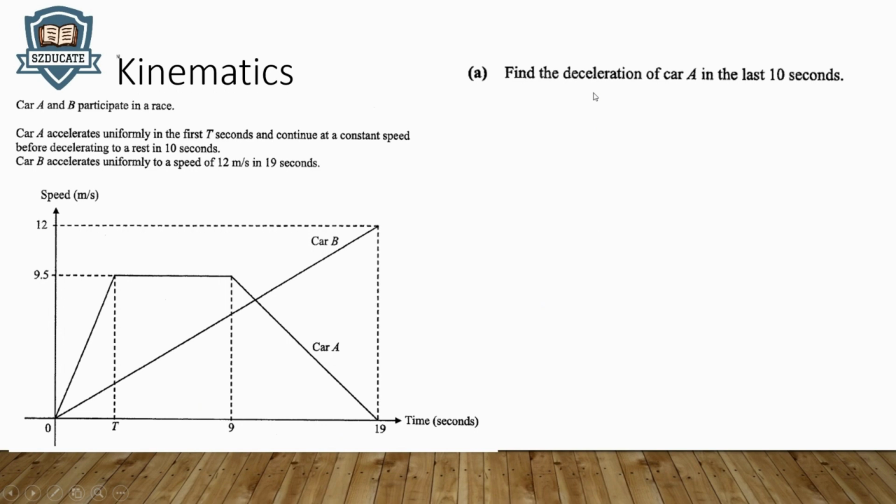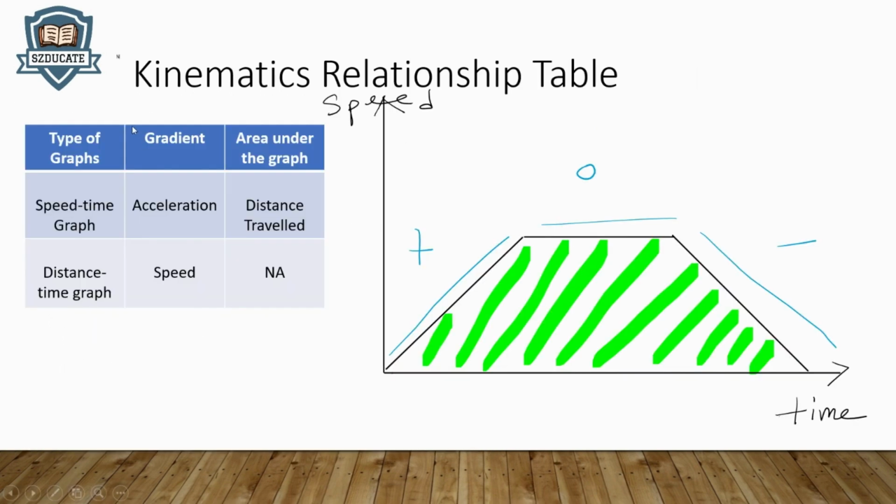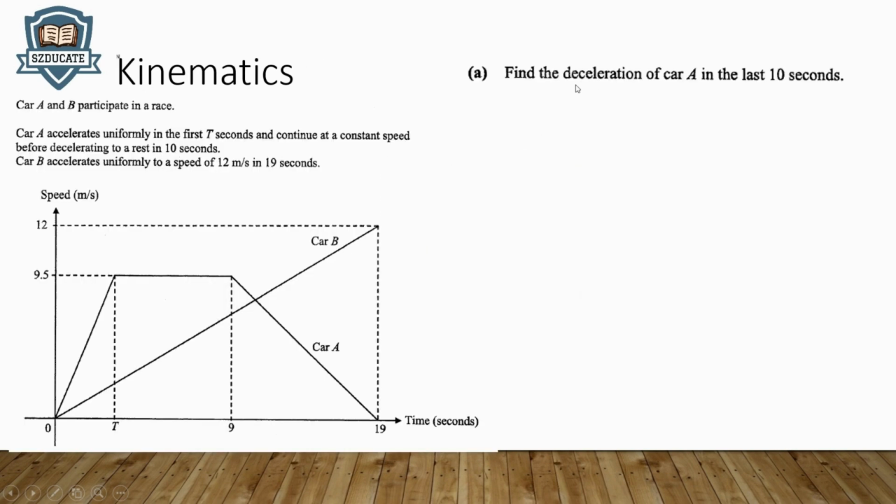First, if you want to find the deceleration, remember that in a speed time graph, acceleration is the gradient. Deceleration is the negative of the acceleration. It's telling you the acceleration is negative, which is true, because the gradient here is downward sloping. So what we need to do is to find the gradient of this car A graph. Let's find 2 points. This point here will be (19, 0) and this point here will be (9, 9.5). This is what I advise you to do so that you do not make mistakes in the exam.